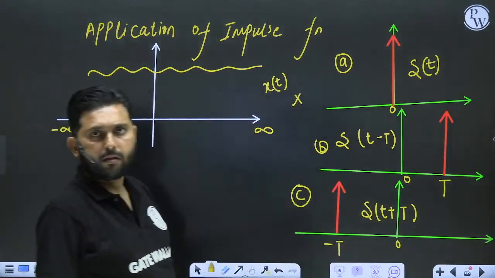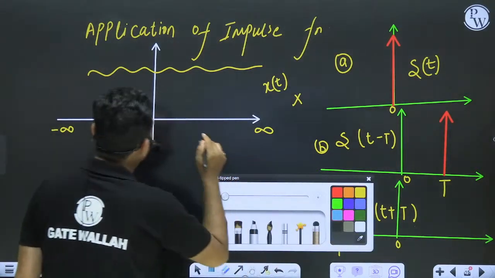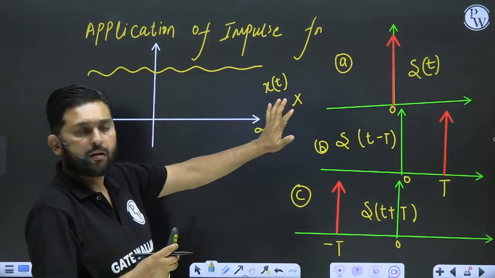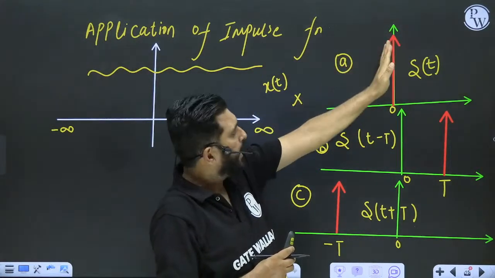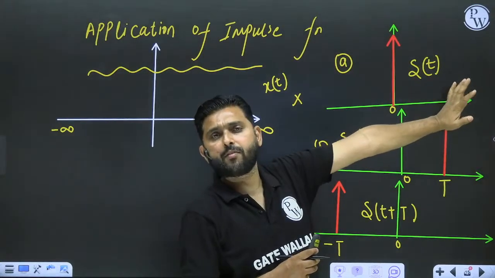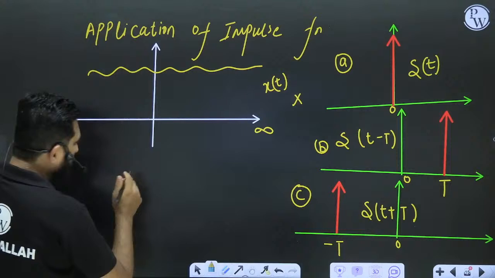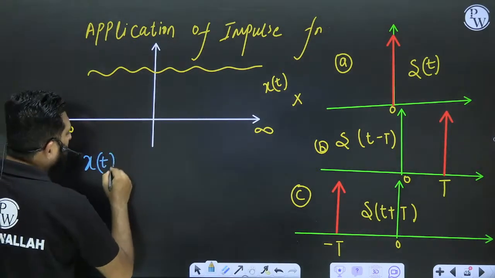Let's do it. Let's take the result outside. See here, this function is defined from minus infinity to plus infinity, but it only exists at t equal to 0. Everywhere else it is 0. So suppose I have x of t multiplied with delta t.